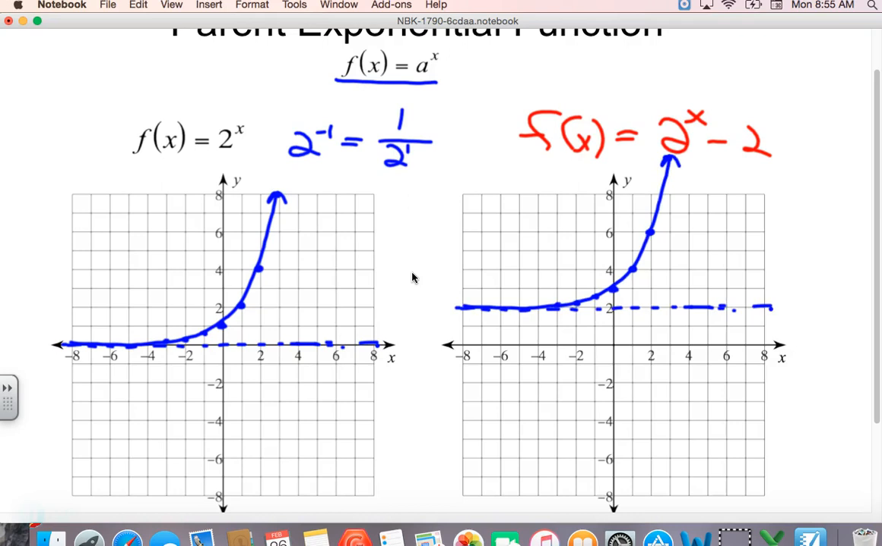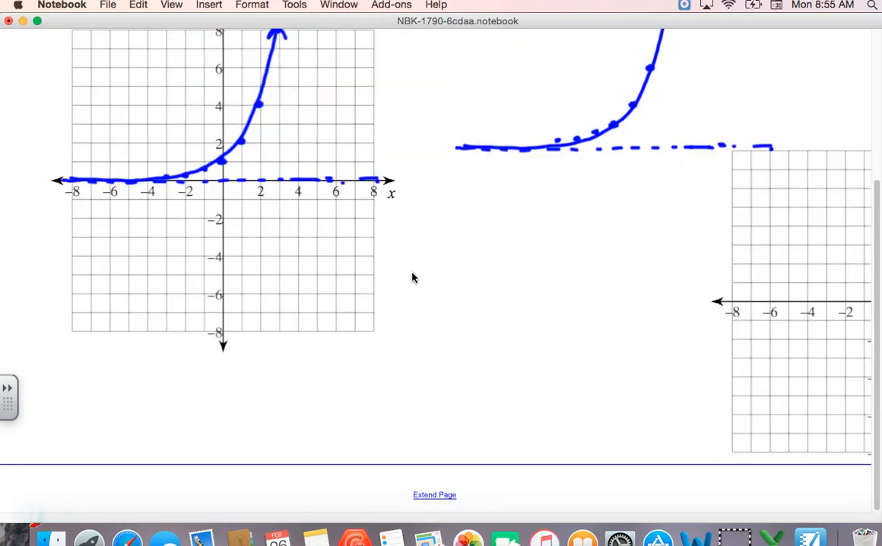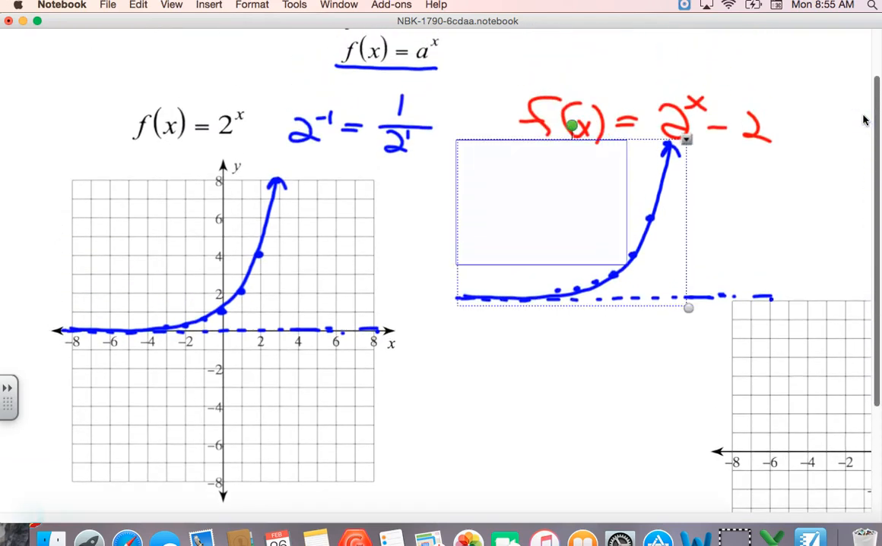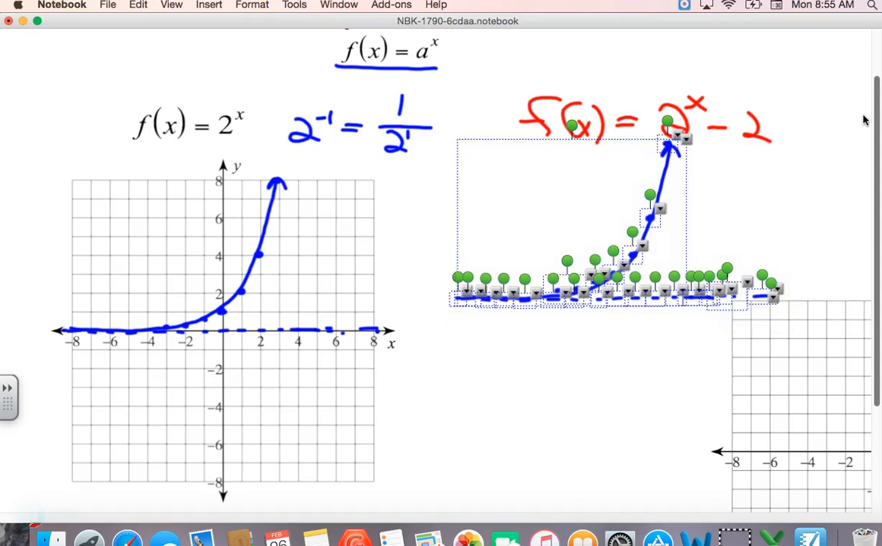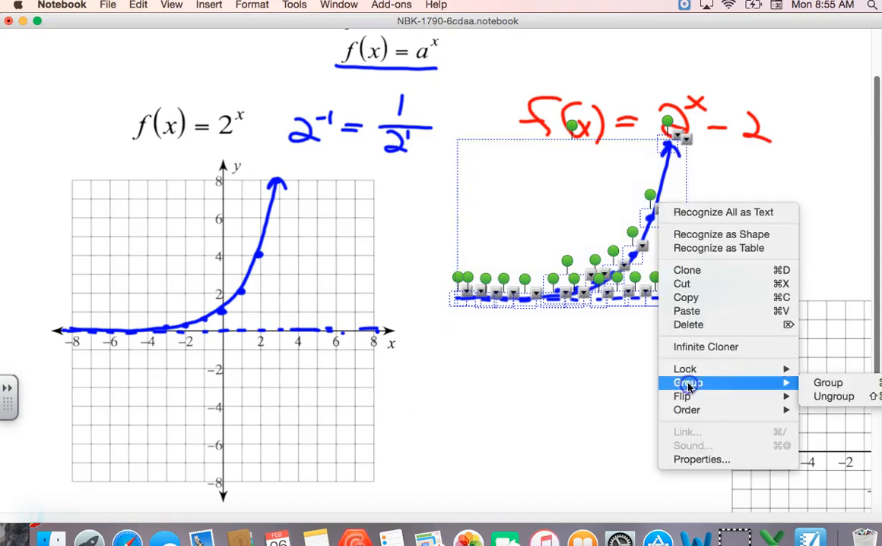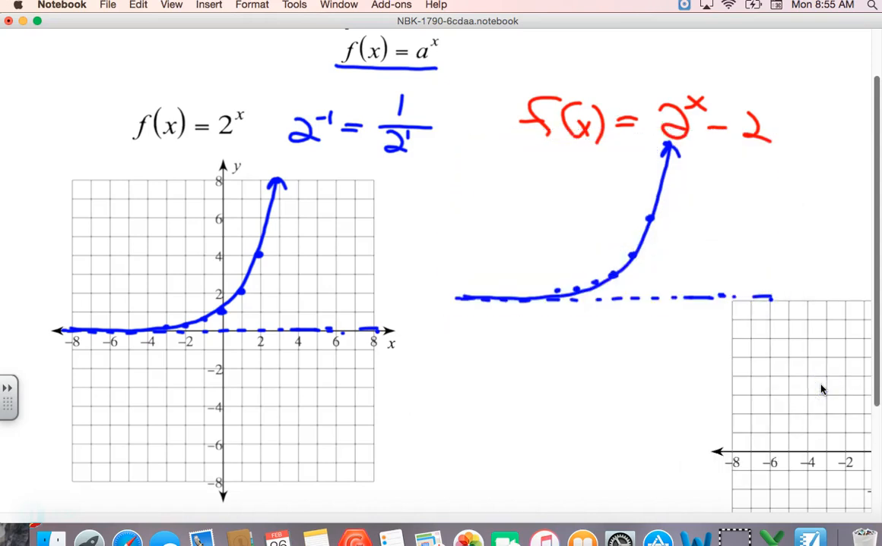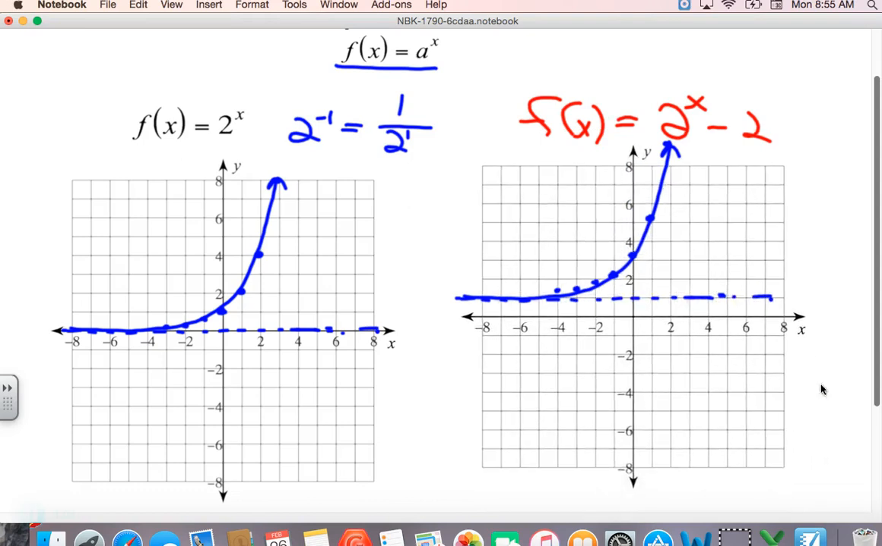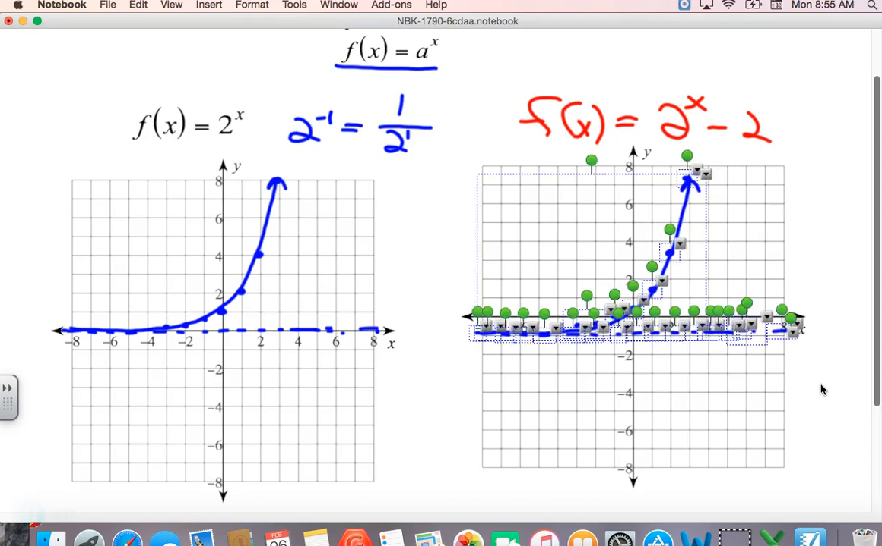Oh, thought I had them all grouped together. Let's get those things grouped together real quick. There we go. So if it's 2 to the x minus 2, then you're going to start right here, but you're going to shift down 1.